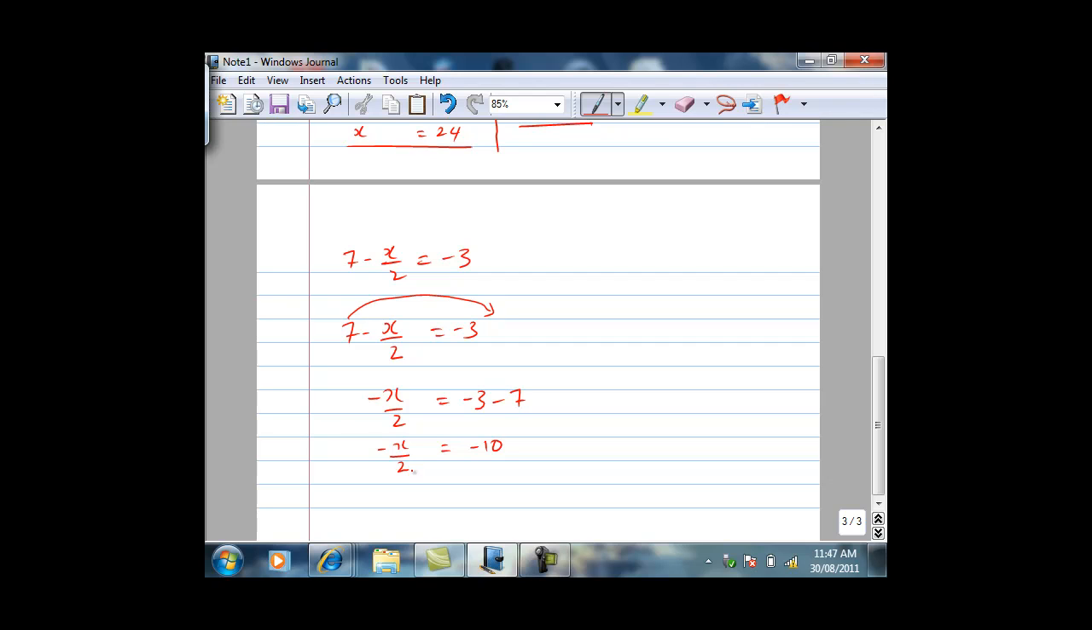So I'll get rid of the 2 and take it to the right hand side, and I can take that negative sign with the 2. So I'll take -2 to the right hand side. When I take -2 to the right hand side, because 2 is divided, it becomes a multiplication. So x equals negative times negative becomes a positive. 10 times 2 is 20. So x is equal to 20.